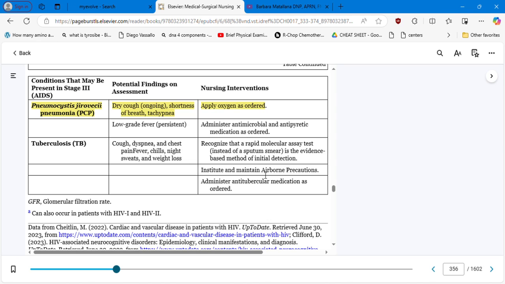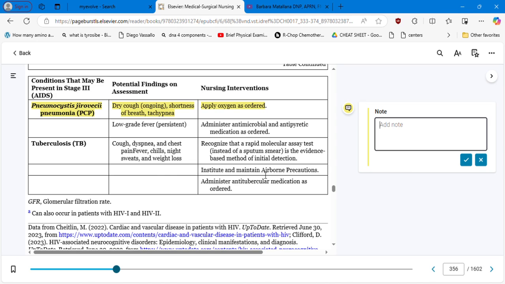Also, the patient is going to have tuberculosis if they are in stage 3 AIDS, right? So cough, dyspnea, chest pain, fever, chills, night sweats, weight loss. We have to recognize that; that's good to know in terms of pneumocystis jirovecii pneumonia. These are nursing interventions, okay? We are not talking about drugs yet related to these conditions, and we're going to focus on the most important only.